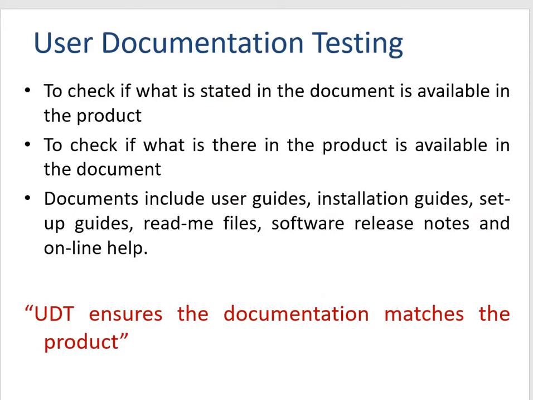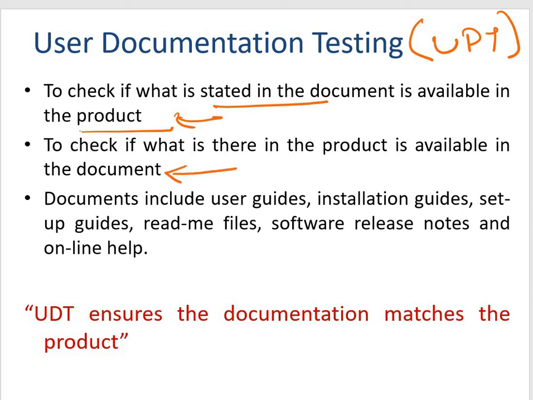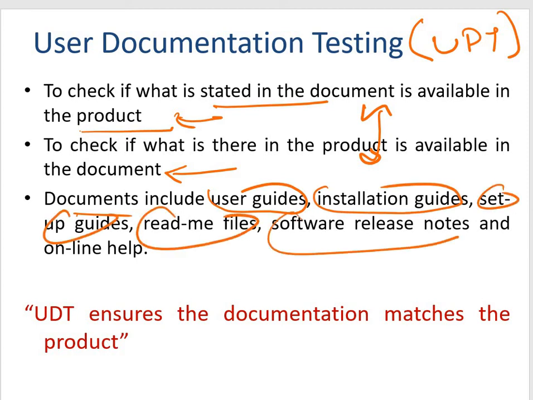The next thing we have is UDT, right, which stands for user documentation testing. In order to check if what is stated in the document is available in the product, we go for UDT. And to check if what is there in the product is available in the document. So both the things we are matching. These documents will include the user guides, the installation guide, setup guides, readme files, software release notes, and the online help. So basically my UDT ensures the documentation matches the product or not.